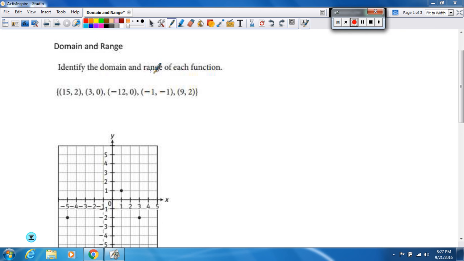Domain and range. Identify the domain and range of each function. Well, normally you think of an XY table, but when you talk about domain and range, you need to think of Dr. Pepper. D is X, the X's, and that's the domain, and the range are the Y's. So the domain is a set of all the X values.